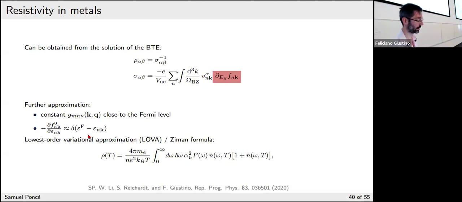And you're also making this approximation. In that case, you can obtain what is called the lowest order variational approximation, or LOVA. This is also sometimes called the Ziman formula because it was introduced by Ziman. And the formula is given as such.